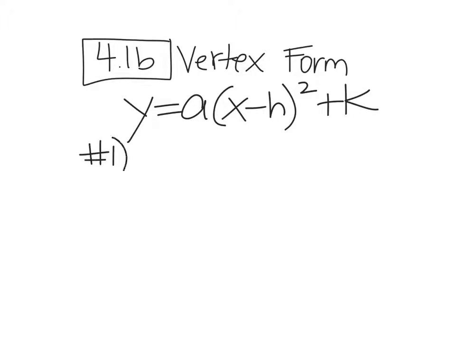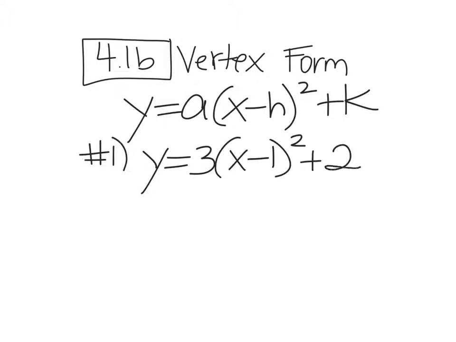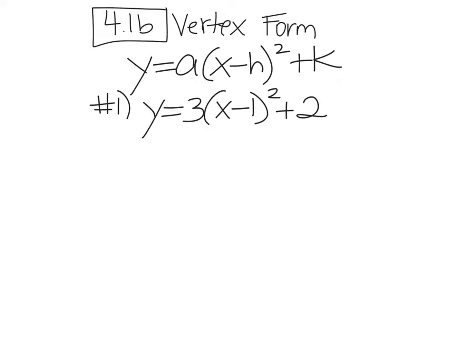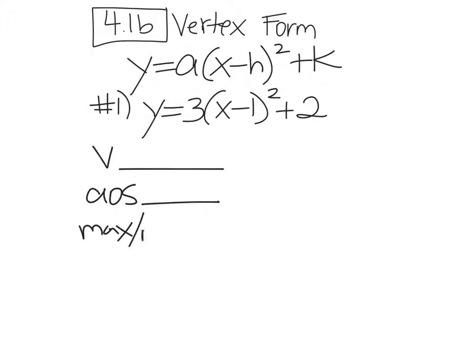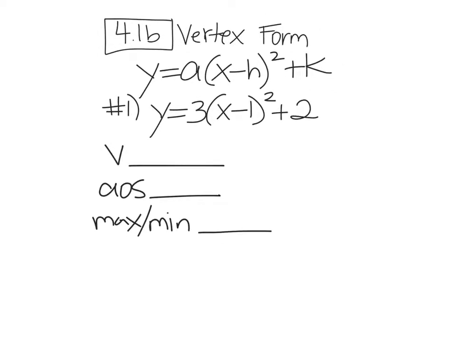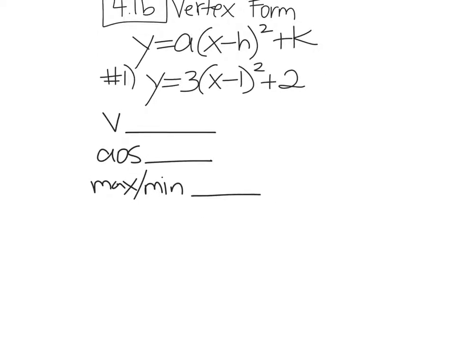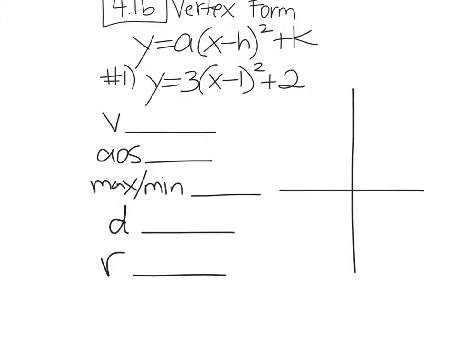So number one, I'm going to give you this. y equals 3 times (x minus 1) squared plus 2. And what I want you to do here is I want you to do all the parts, okay? We're going to find the vertex, the axis of symmetry. We're going to find out if it has a maximum or a minimum and what that value is. What else? Domain, range, and then I also want you to graph it.